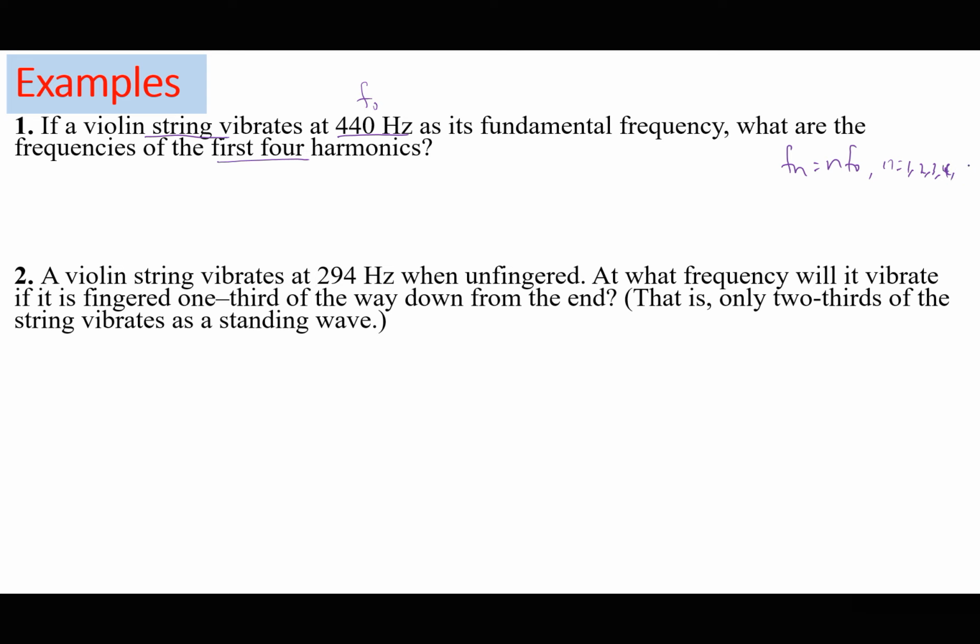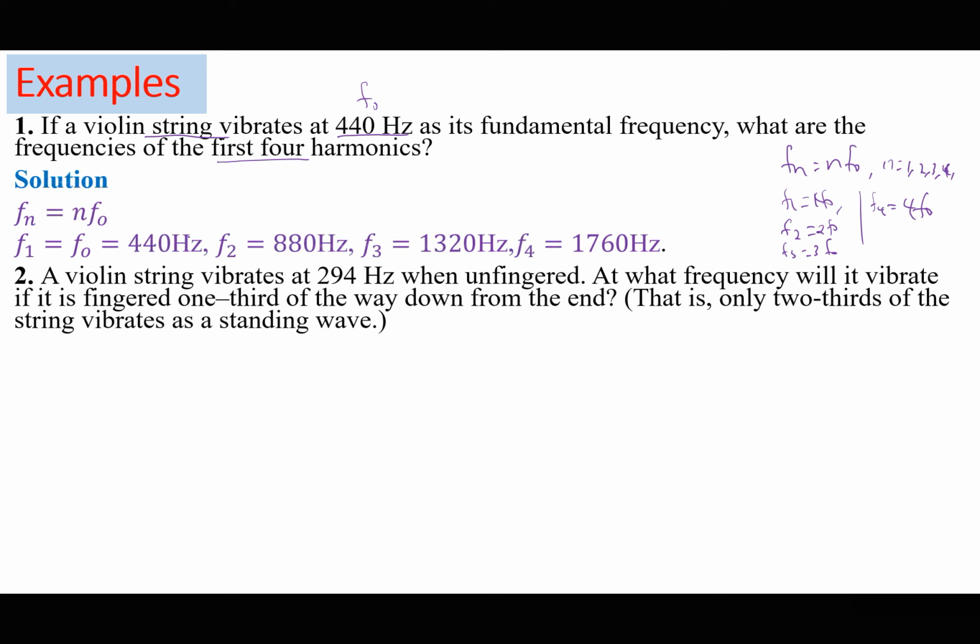So the question is, what are the frequencies of the first 4 harmonics? The first harmonic is the fundamental mode of vibration, which is F1, and F1 is equal to 1 times F naught, so the first one is just going to be 440. The second one will be F2, which is twice F naught. The third one is F3, which is 3 times F naught. And the fourth one is F4, which is 4 times F naught. So these frequencies are 440, 880, 1320 Hertz, and 1760. So those are going to be the frequencies.